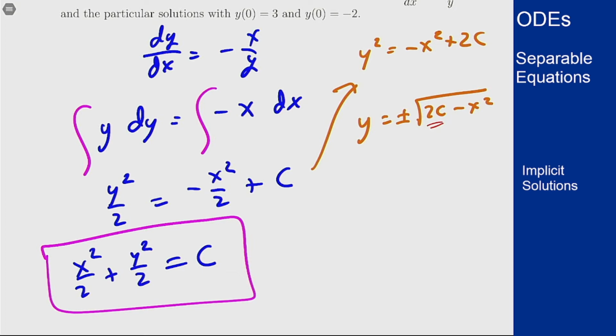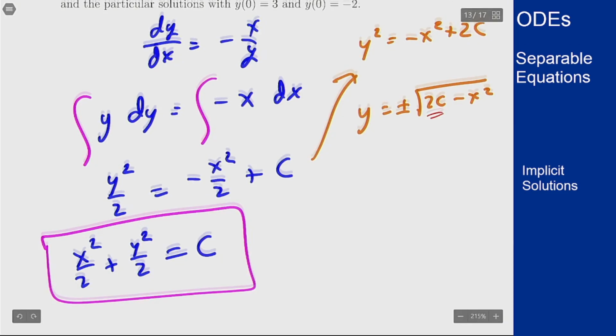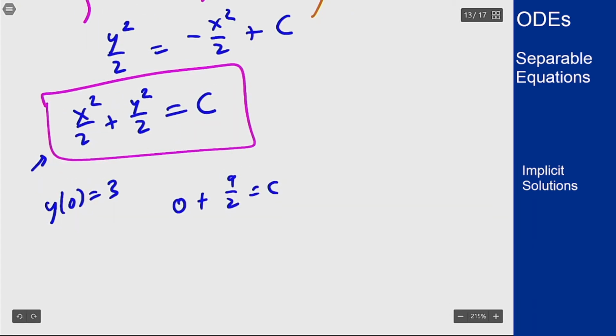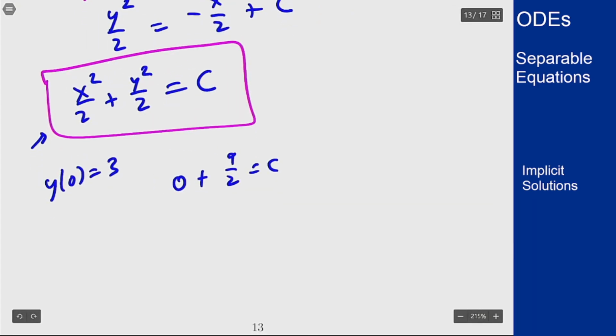But once I pick my initial condition, I can figure out which one I want. So for instance, say I want y of 0 to equal 3. I plug in 0 for x and 3 for y, and I get 0 plus 9 over 2 equals c, so c is 9 over 2. And then implicitly, my solution is x squared over 2 plus y squared over 2 equals 9 over 2, or x squared plus y squared equals 9.